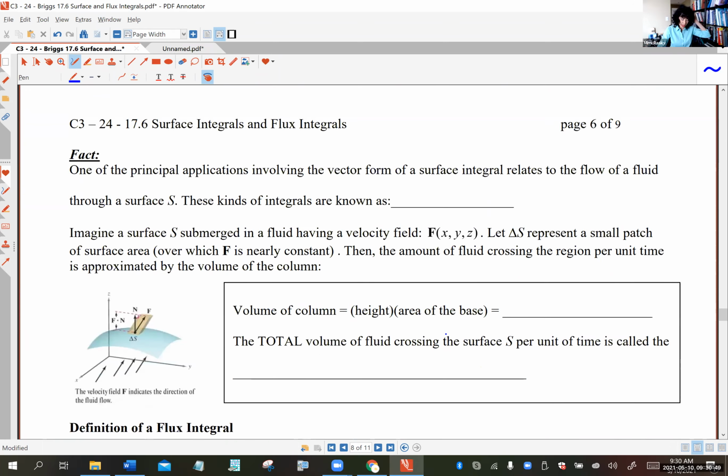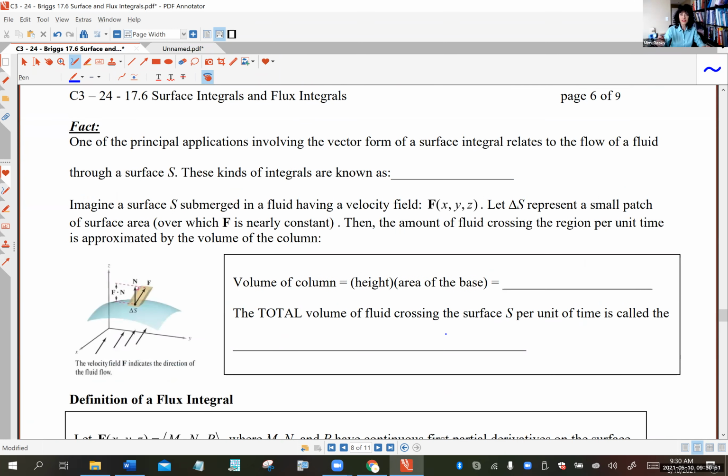Okay, now we're getting ready. One of the principal applications of the vector form of surface integrals relates to the flow of a fluid through a surface S. These kinds of integrals are known as flux integrals. So imagine your surface S is submerged in some fluid, like a jacuzzi or a bathtub, having some velocity field. And let delta S be a little small patch of surface area over which that vector field is nearly constant. So you can kind of get your mind around it here.